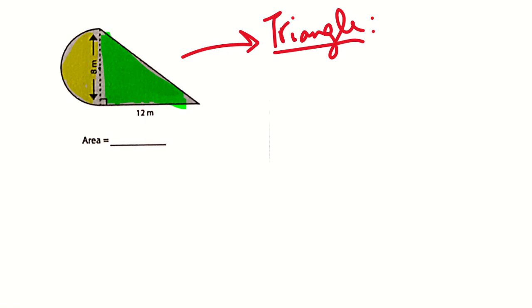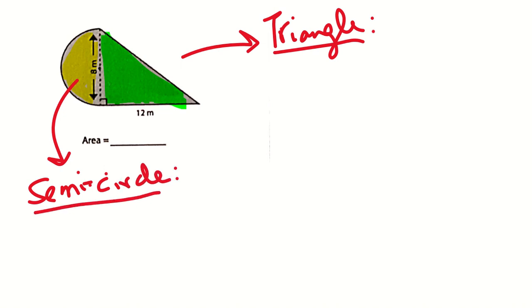And semicircle. We'll talk a little bit about this semicircle because we know the formula for a circle is not necessarily for a semicircle, but you'll see how a semicircle is related to a circle. We'll talk about that. So let's do the area of a triangle first.